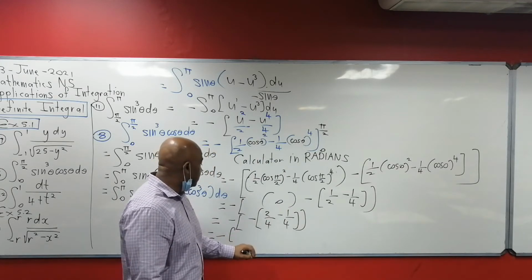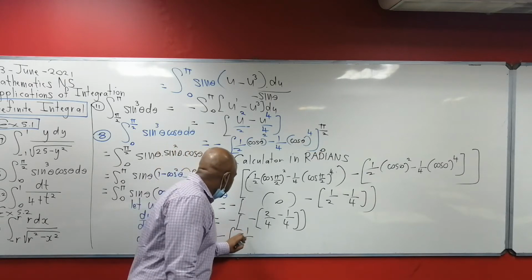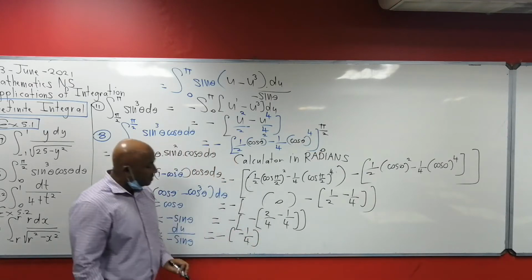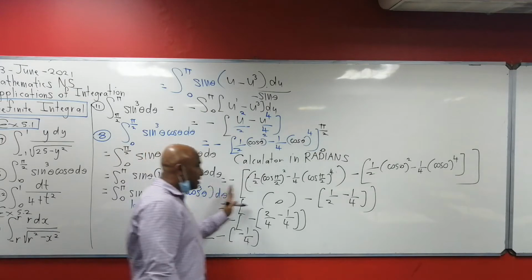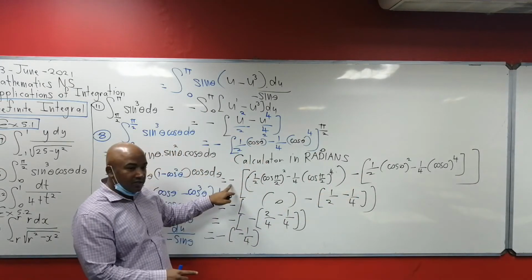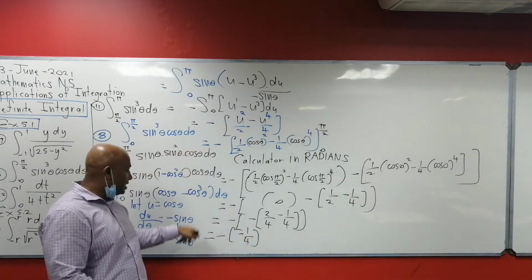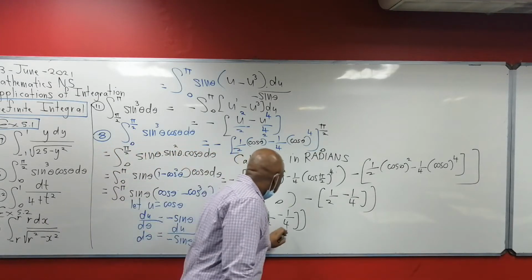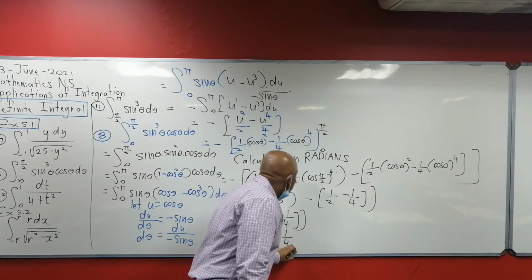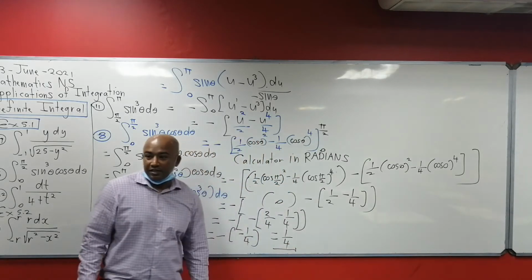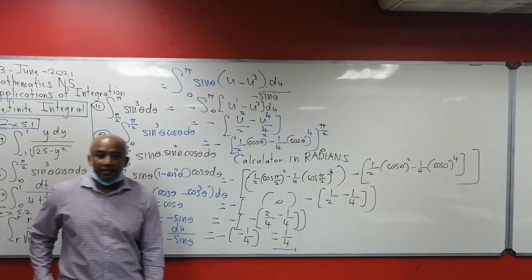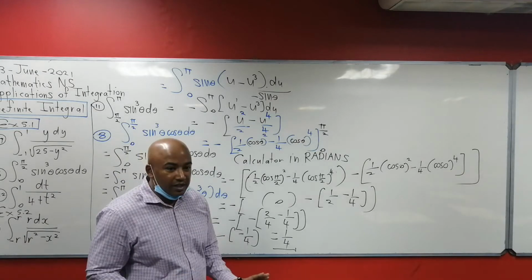So 2 minus 1 is 1, that's 1 over 4, so that becomes minus 1 over 4. So when you do your calculator work, the result of everything except this -1 should be a minus 1 over 4. Then your final answer times the -1 will be positive 1 over 4. You got that?